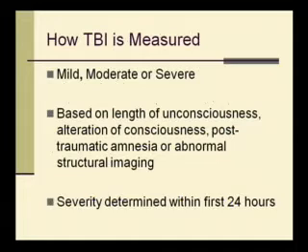TBI varies in severity and is traditionally described as mild, moderate, or severe. These categories are based on measures of length of initial unconsciousness or alteration of consciousness, post-traumatic amnesia, or abnormal structural imaging. Severity is determined based on clinical status in the first 24 hours after injury, and this does not change. The severity at the time of injury has no bearing on future ratings for C&P purposes.